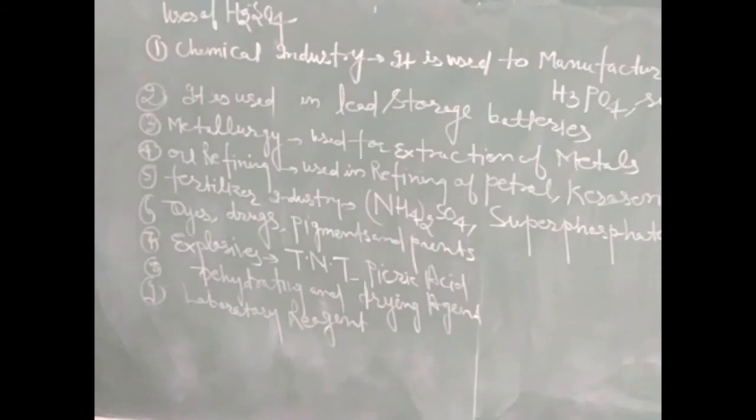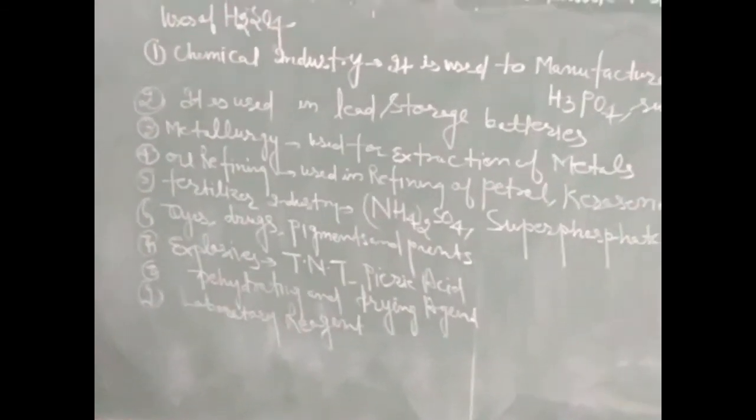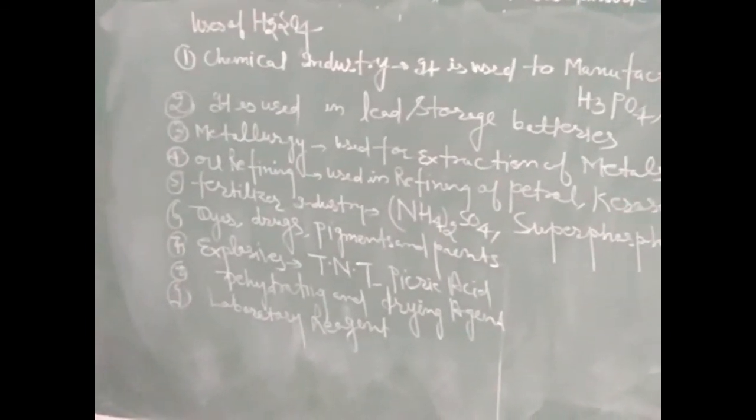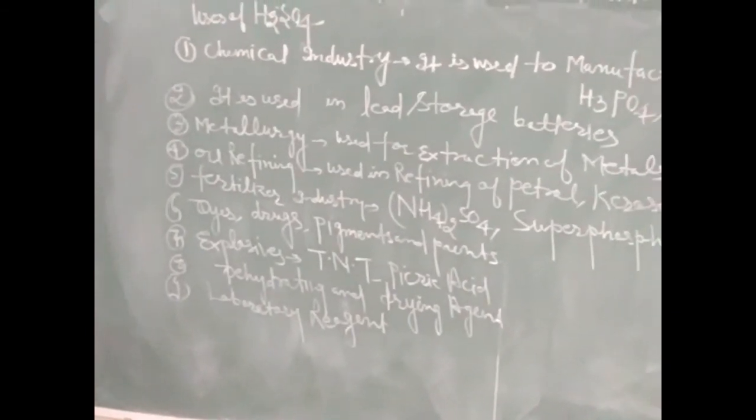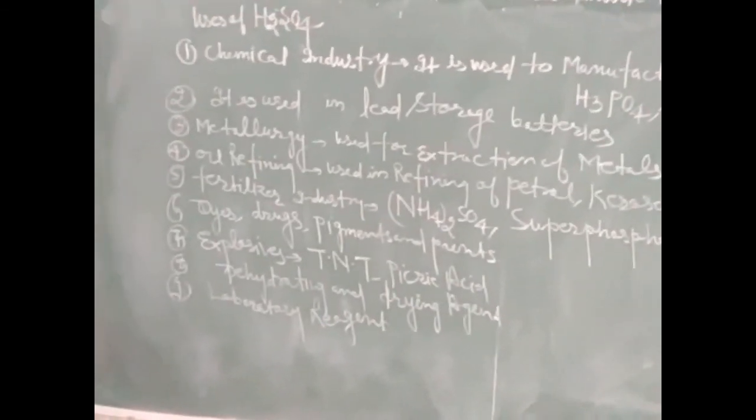Dehydrating or drying agent. Dehydrating agents are those which remove water molecules from a substance, and drying agents are those which make a substance dry by absorbing water but not removing it. Sulfuric acid is used in both cases, as a dehydrating as well as a drying agent. Laboratory reagent: concentrated and dilute sulfuric acid are both important reagents used for different types of chemical tests, so they are used in the laboratory.